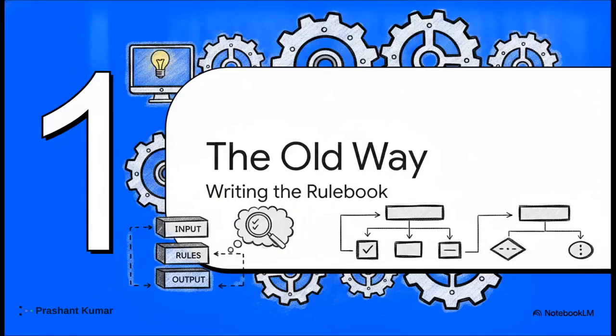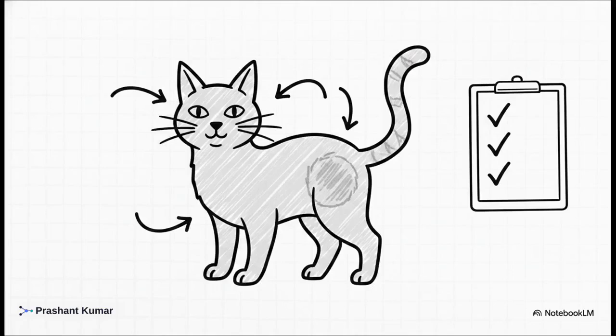Part 1. The old way, writing the rule book. Let's look at how software was written from the very beginning. Basically, the whole idea was that you had to give the computer explicit, rigid, logical rules. So, imagine you're sitting down as a programmer, right? And you're really thinking about cats. What makes a cat, well, a cat? You'd probably write a checklist. You'd say, okay, a cat has pointy ears, it's got whiskers, fur, 4 legs, and a tail.